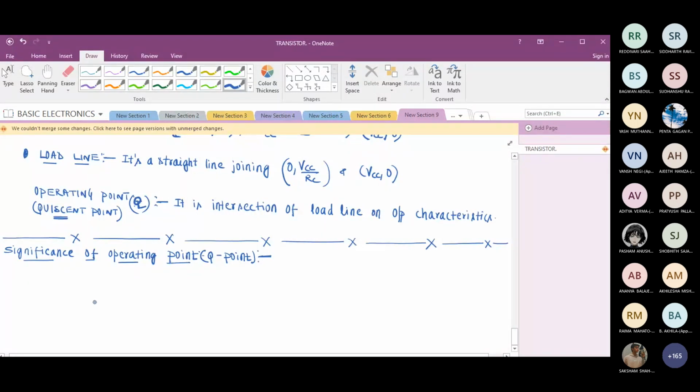Okay, let me draw the fixed bias circuit. This is the circuit we did in the previous session, right? You remember this? RB, RC, and supply voltage VCC. Is it okay? Yes, sir. So this we call a fixed bias circuit. There are some issues with this. We'll try to understand.